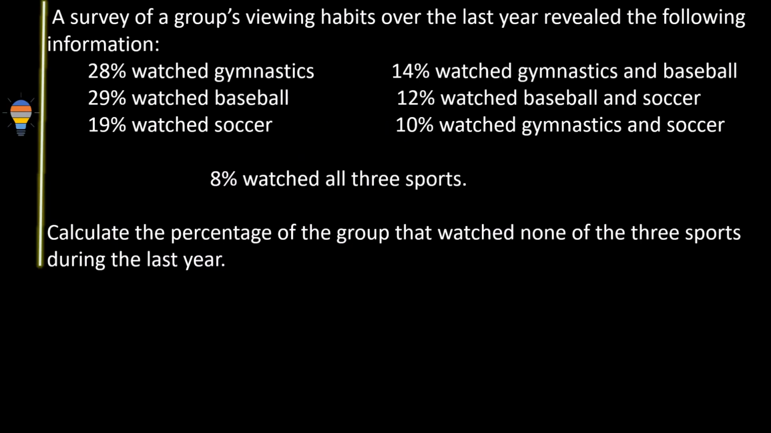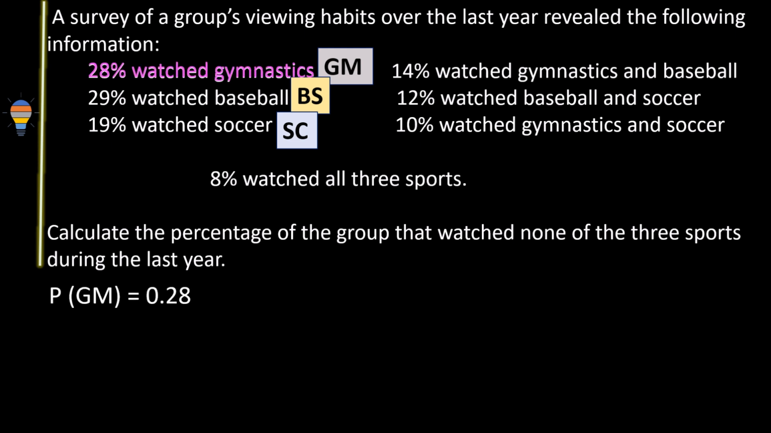First, pause the video and read the problem. Right. First, understand how many events. There are 3 events. What are those? Gymnastics, baseball and soccer. I use GM, BS, SC respectively. Now let me write down this information using notations. 28% watch gymnastics, so probability of GM equal 0.28. Similarly, probability of baseball BS equal 0.29, probability of SC equal 0.19.